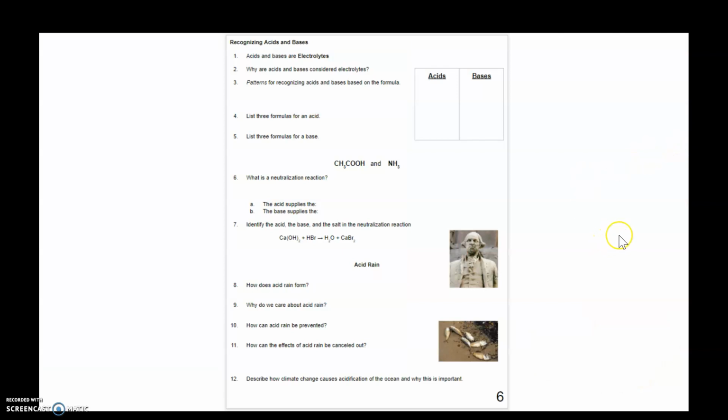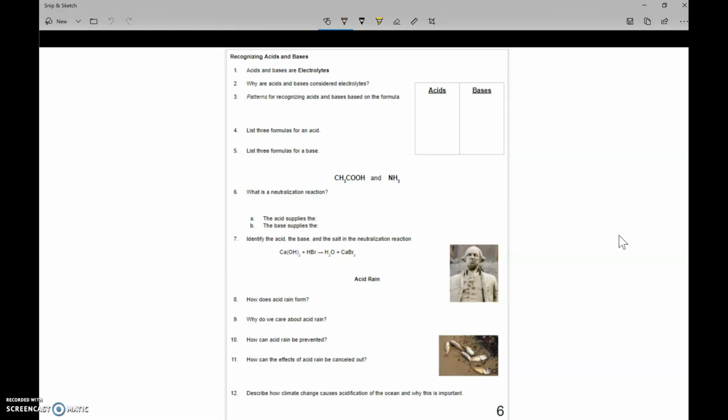Okay, now for the next questions down here, 8 through 12, what you're going to do is watch the following videos. I'm going to give you 2, and in those 2 you should be able to answer 8 and 9 and maybe question 10. And then tomorrow in class we'll watch the rest of the videos before going in and doing the lab. This is really cool because it explains how acid rain forms, why we even care about acid rain, and how it can be prevented. So go ahead and watch those videos, pause them if you need to, and answer those questions.